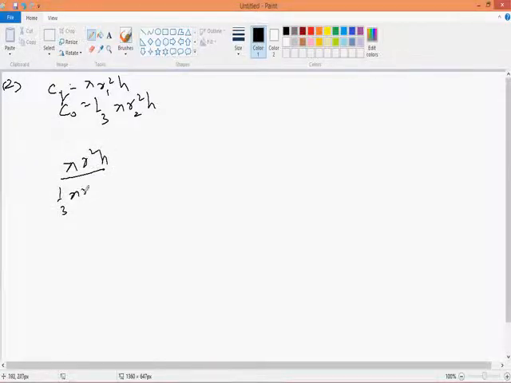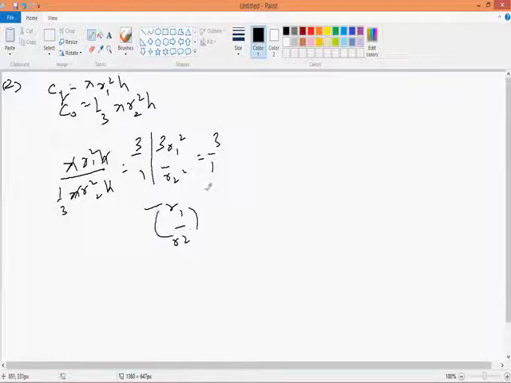upon 1 by 3 pi r2 square h will be equal to, cylinder is to cone, given as 3:1. So obviously this pi will be cancelled out, this h will be cancelled out, and this 3 will go upwards. So it will be 3r1 square upon r2 square equals 3 by 1. So r1 upon r2 the whole square will be equal to 1. So r1 upon r2 will be equal to 1. So this means that r1 will be equal to r2.